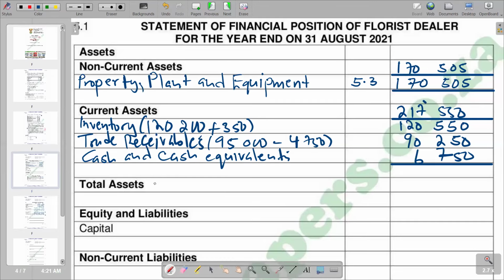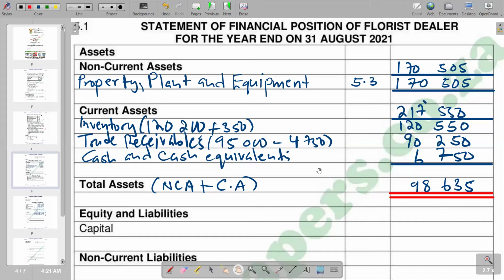So to get the total assets, we are supposed to say our non-current assets, and then we add our current assets. So we are saying 70,550, and then your answer is 98,635. So this becomes the first balancing figure that we have. So we can close this one, because this is the first balancing figure.